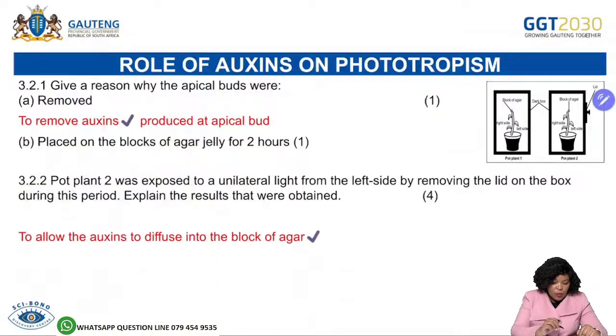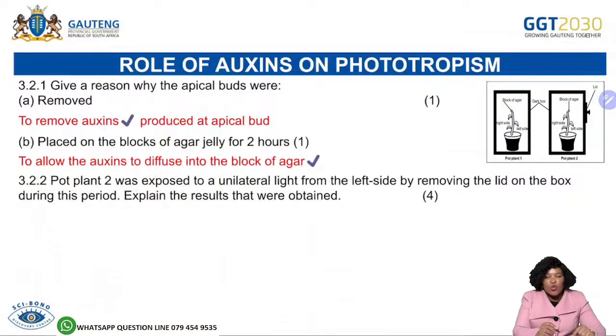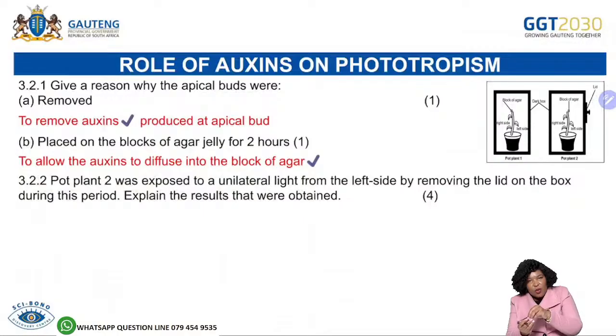Because you wanted the auxins to diffuse into that block of agar jelly. You want the agar jelly to contain the auxins. That is why you put the tips on top of the agar jelly, so the agar jelly will therefore have the auxins that are found in the tips. That one, please don't forget it.